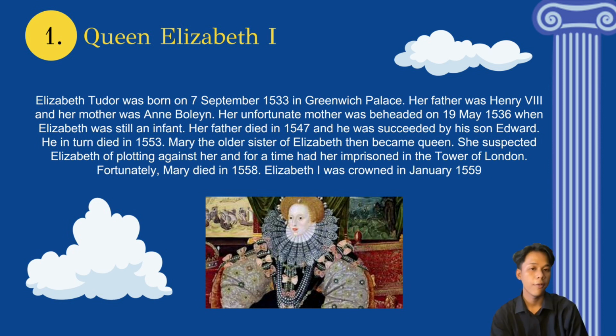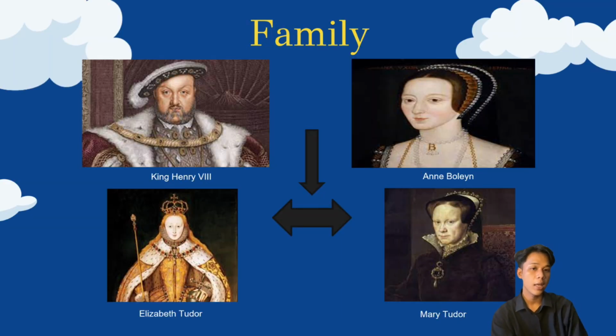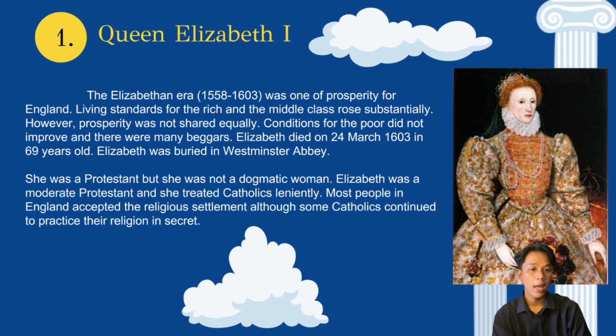1 year after Mary died. For the family, as you can see in the upper left of your screen is King Henry VIII, and beside him is Anne Boleyn, and from that marriage they had two children named Elizabeth Tudor and Mary Tudor. Then the Elizabethan era, from 1558 until 1603, was one of prosperity for England.